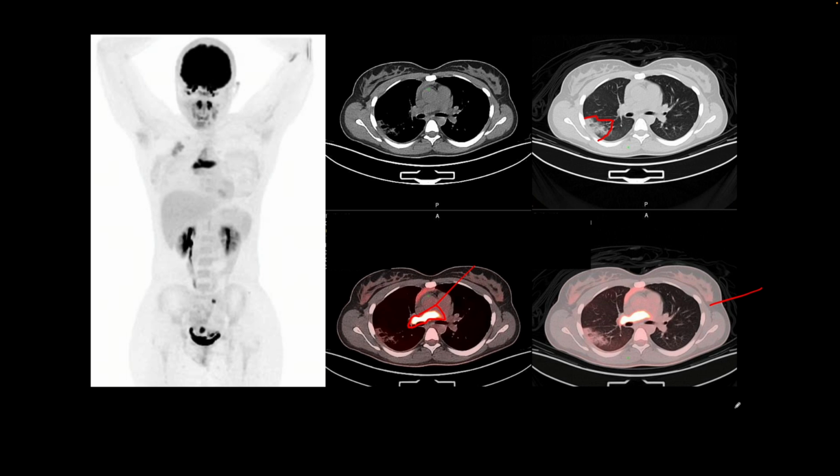And so she was investigated further, and it was found that she had a primary tumor of the pulmonary artery, a very rare tumor, which is called pulmonary artery sarcoma. So she underwent surgery and a pneumonectomy with removal of the entire right lung.